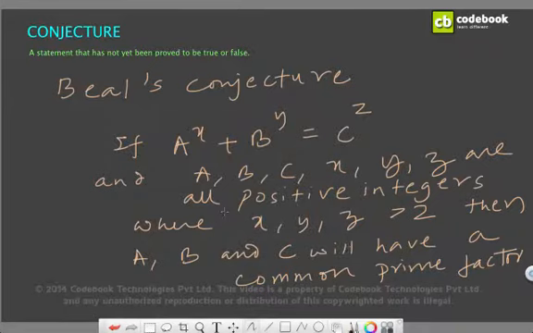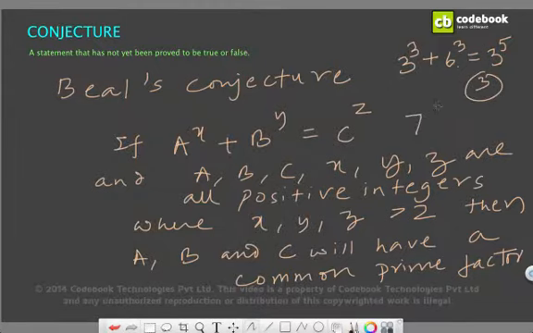So, if you look at this, this is a statement that has been made by Beal based on his observations, but there is no proof for this statement. But this statement appears to be true because let's take some examples. 3 power 3 plus 6 power 3 is equal to 3 power 5. So this statement is true, and if you observe, a, b, c all have a prime factor 3 in common.